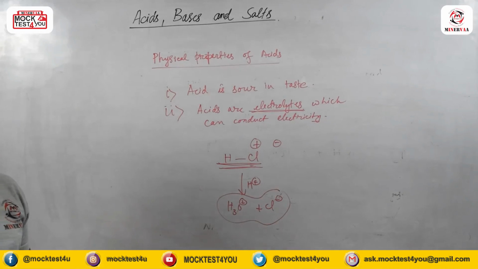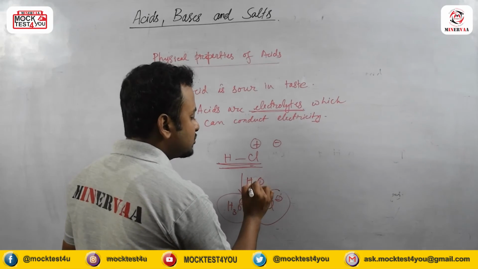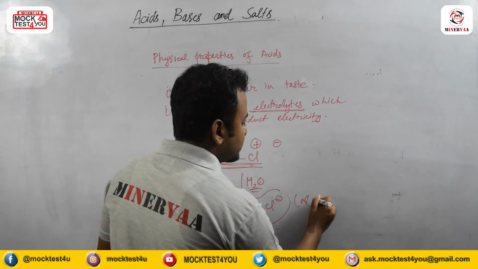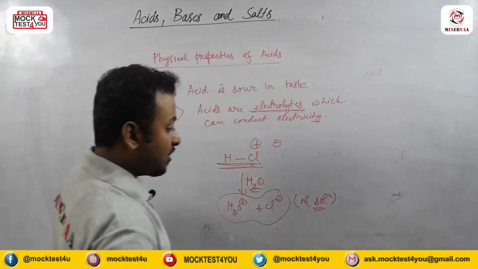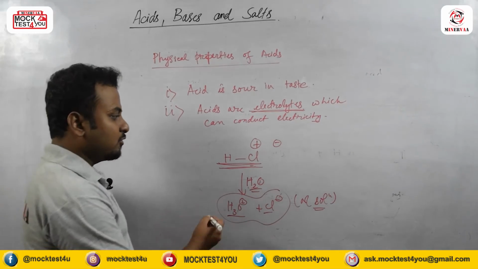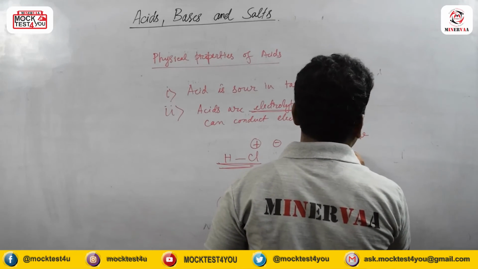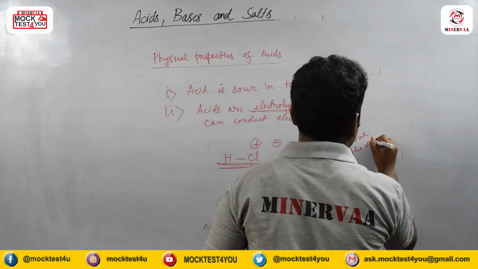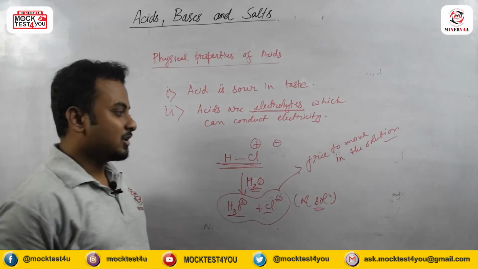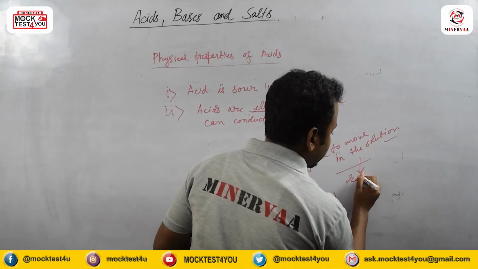So now we have a solution, right? We have given this acid in a solvent of H2O and now we have the solution. What kind of solution is this? Aqueous solution. So in aqueous solution, these ions are dissociated, so these ions are free to move in the solution. Because they are free to move in the solution, they are responsible for conduction of electricity.